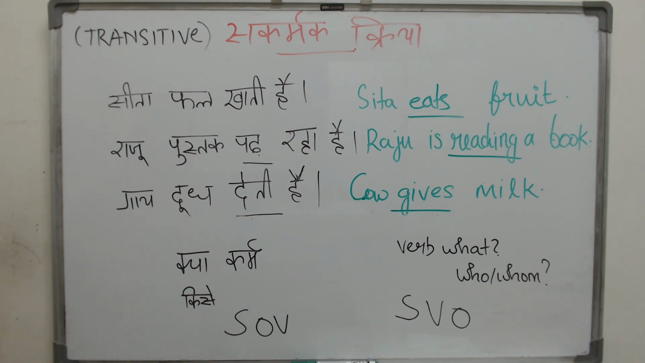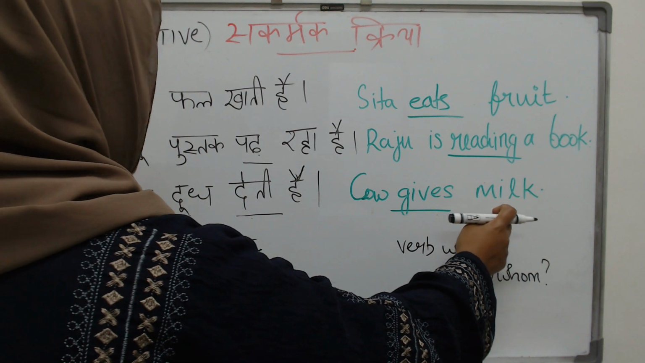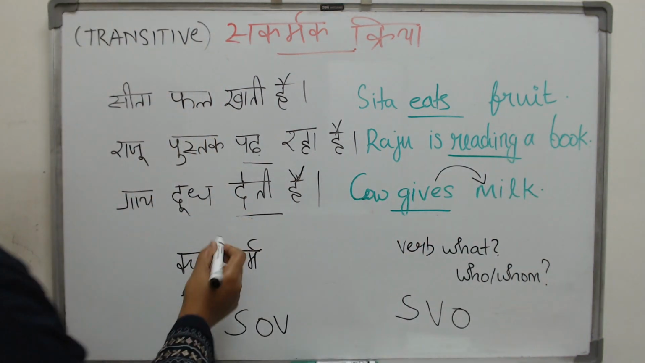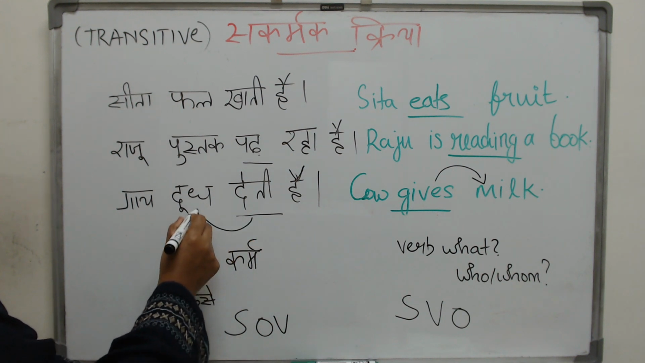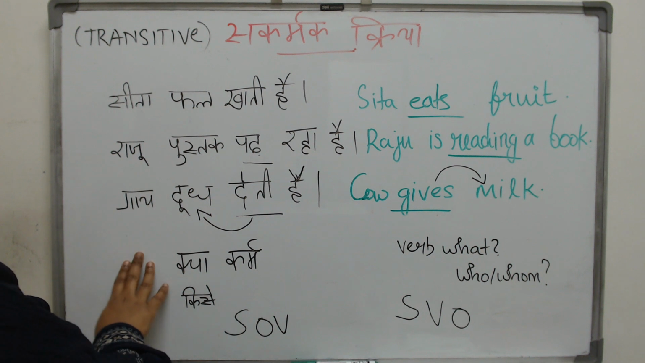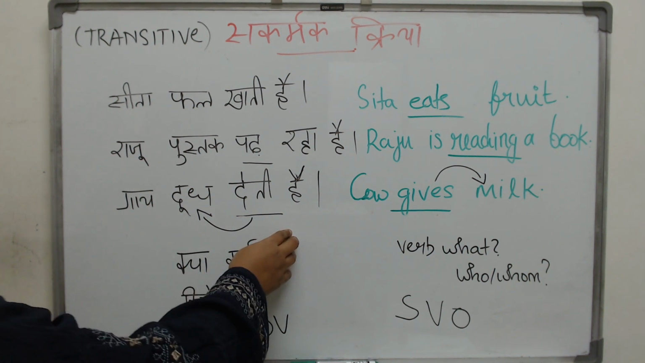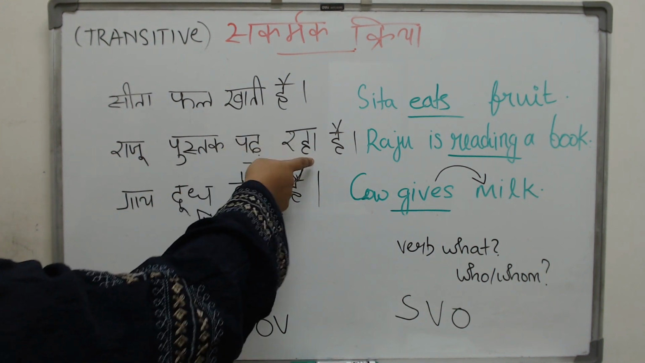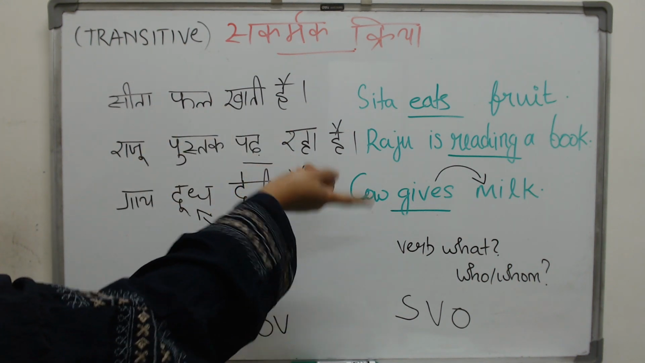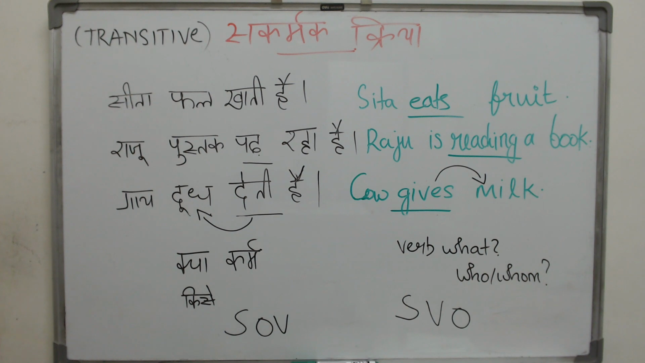Now what is the main difference between these two languages? Where will you find your object in English? After the verb. And here you will find it before the verb. And the question you will ask in Hindi is what? Kya deti hai? Kya padh raha hai? Kya khati hai? And your answer will lie before your verb.